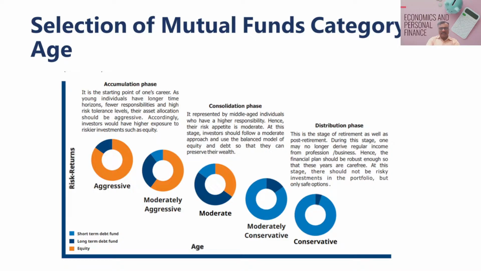The last phase is distribution phase. It is the years of post retirement where you don't want to take any risk. So at this stage you should choose the debt funds where the capital is preserved and you can get regular payouts.